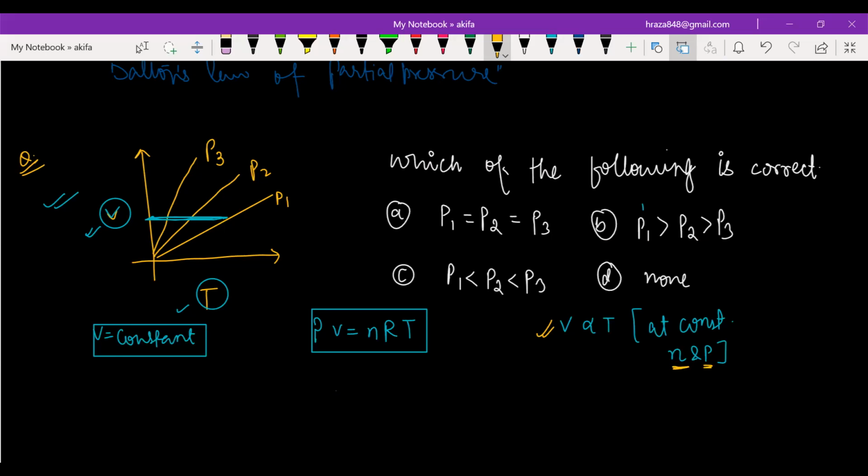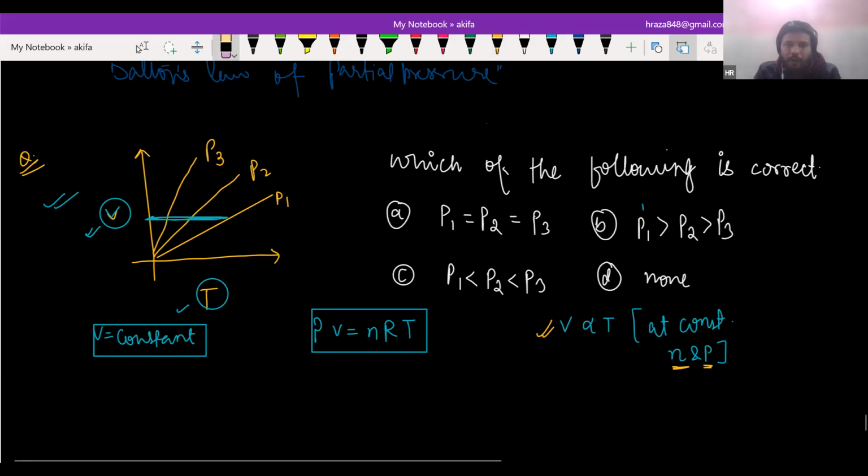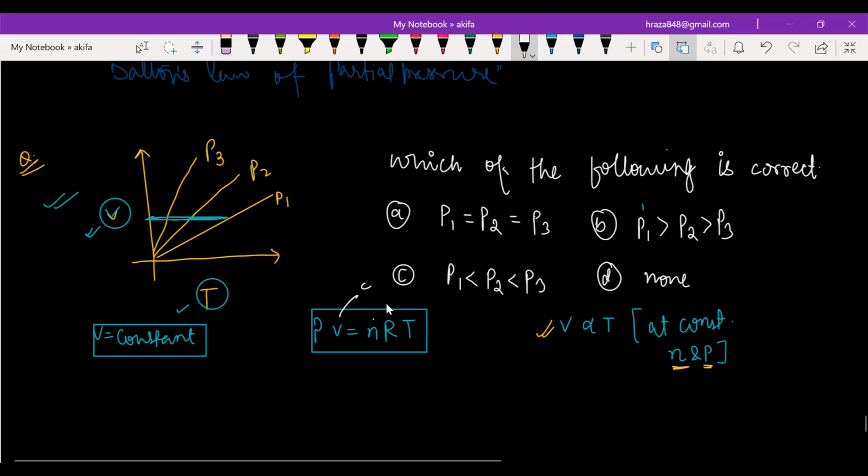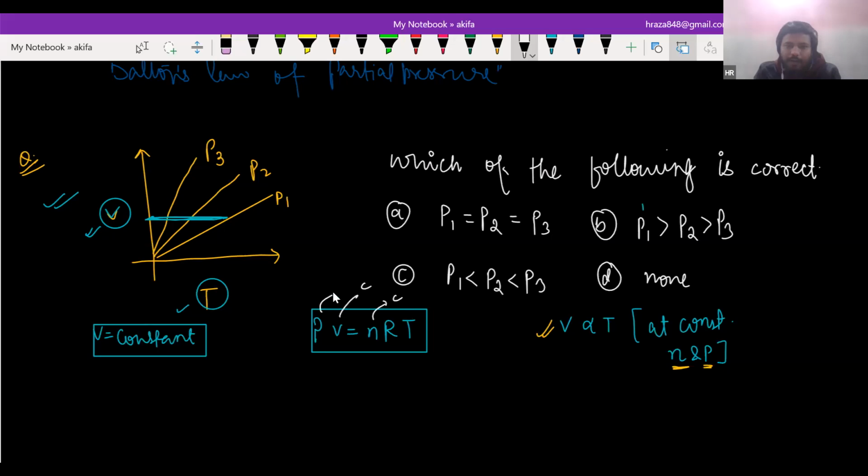Now see what I'm going to do. You can see that volume is constant, the number of moles is constant, and R is the ideal gas constant, so it is constant. Pressure, you are not going to take as constant, because we need to find it out. So here pressure is directly proportional to temperature, right?